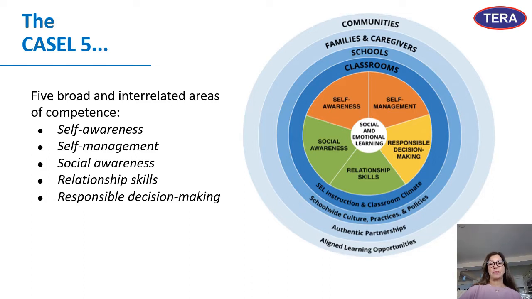But please notice in this wheel, as the 5 interrelated areas of competence move out, they should be moving out into classrooms, schools, families, and caregivers and communities. And they should be aligned with social emotional learning instruction and classroom climate, school-wide culture, practices, and policies, or organization-wide culture, practice, and policies, authentic partnerships, and aligned with all learning outcomes or goals and objectives of an organization.